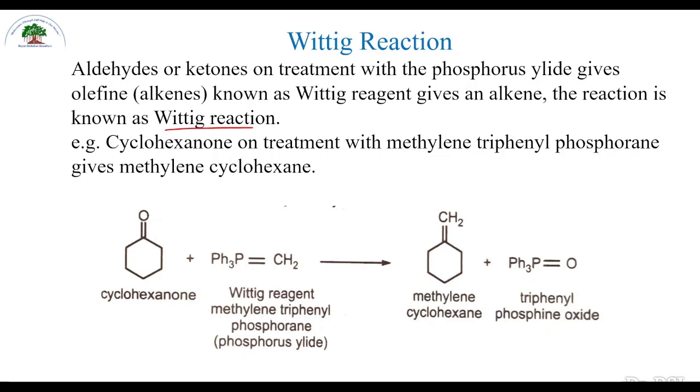So here, one example: cyclohexanone. This cyclohexanone on treatment with methylene triphenyl phosphorane gives methylene cyclohexane along with triphenyl phosphine oxide.